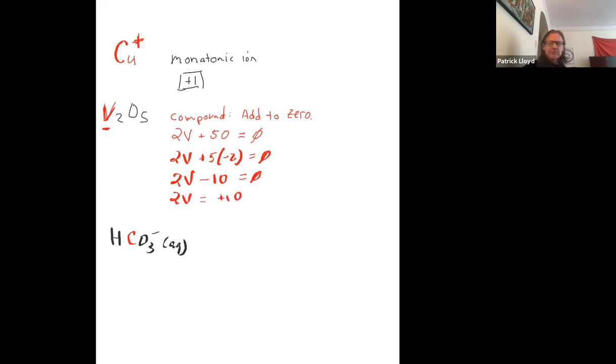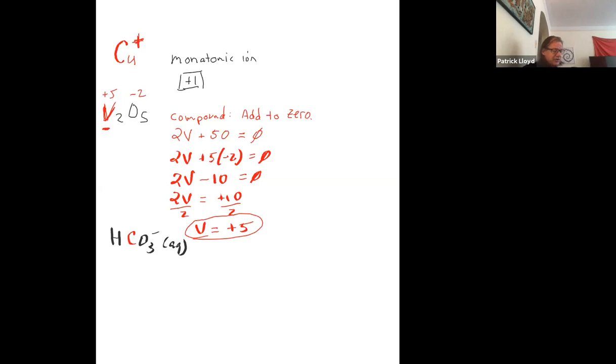We don't want to know what the oxidation state of 2 vanadiums are together. We want to know the oxidation state of each vanadium. So we divide both sides by 2. And 10 divided by 2 is plus 5. Okay, so each one of the vanadiums is plus 5. Each oxygen is -2. Those would be the oxidation states in that compound.